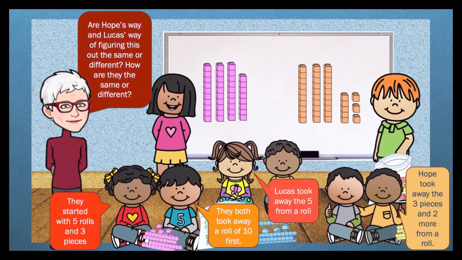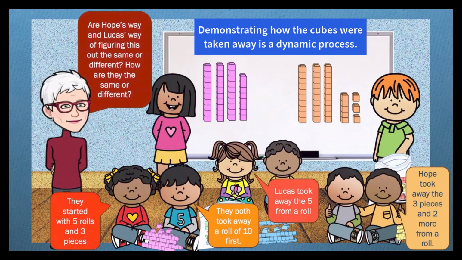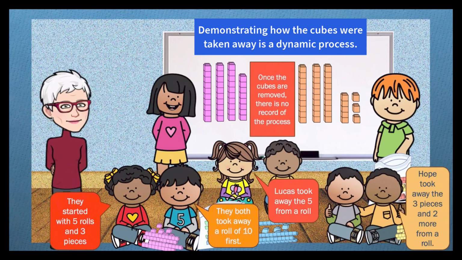As this part of the discussion progresses, the teacher will surely use her Unifix cubes to demonstrate both ways of taking away the 15 for the class to see. One of the challenges of this type of discussion is that demonstrating how the cubes were taken away is a dynamic process, so that as soon as the demonstration is finished, there is no record that shows the difference in the 2 approaches, except that in this case, the final configuration of cubes the 2 children had differ.